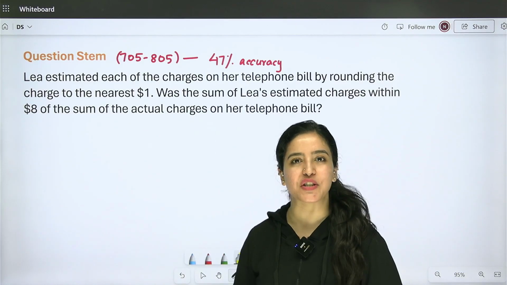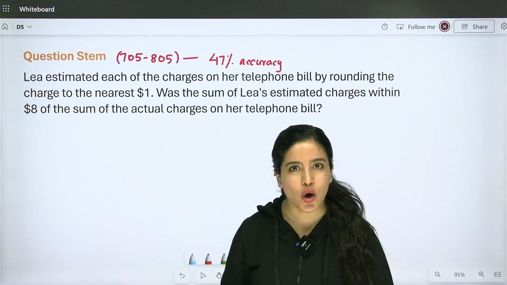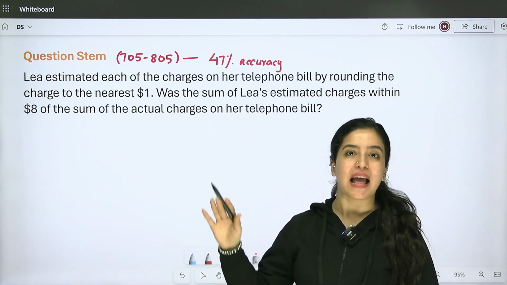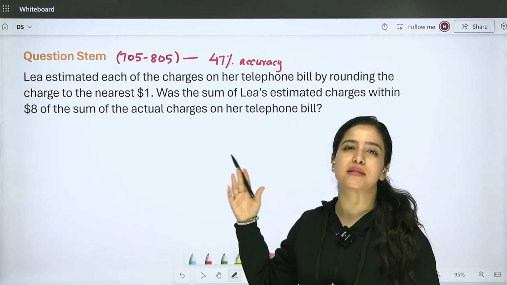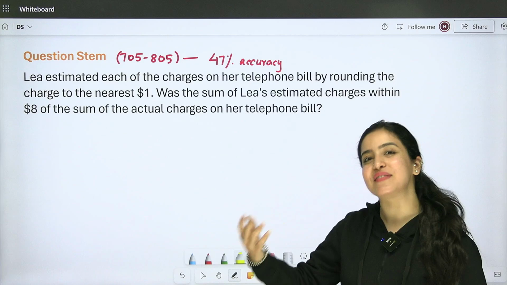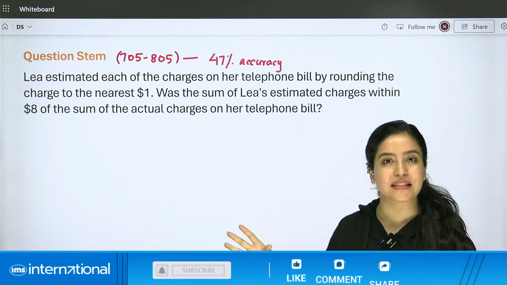Now I've chosen this question because it's a hard question, 705 to 805 level with a low accuracy, 47% accuracy on GMAT Club. Actual could even be lower because this does include reattempts and attempts like those where people have seen solutions and answers and then marked. So let's see why this is such a hard question.